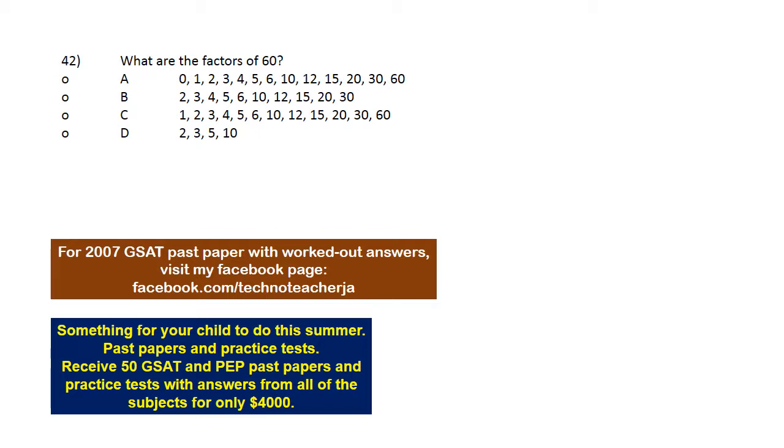Again, the question and choices. What are the factors of 60? A, 0, 1, 2, 3, 4, 5, 6, 10, 12, 15, 20, 30, 60. B, 2, 3, 10, 12, 15, 20, 30. C, 1, 2, 3, 4, 5, 6, 10, 12, 15, 20, 30, 60. And D, 2, 3, 5, 10.